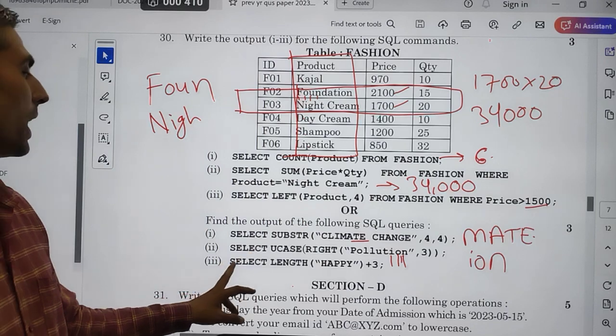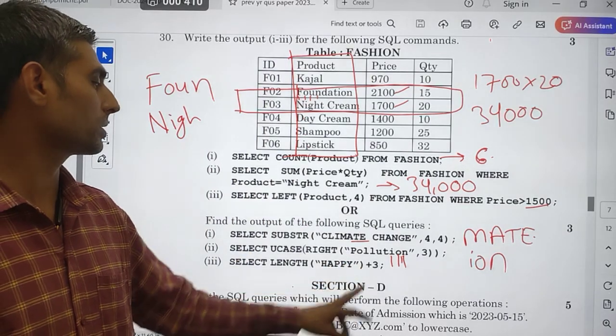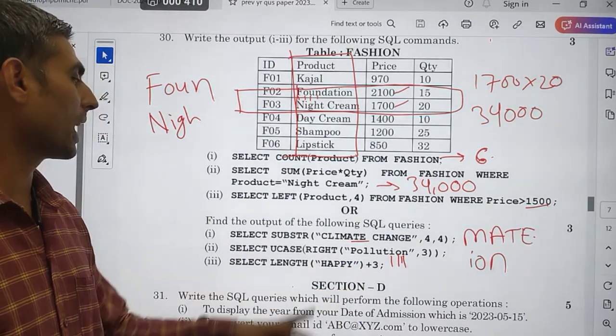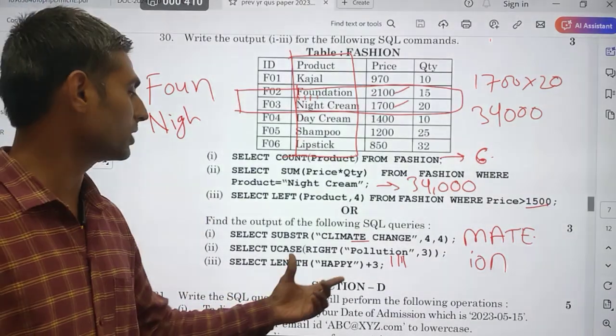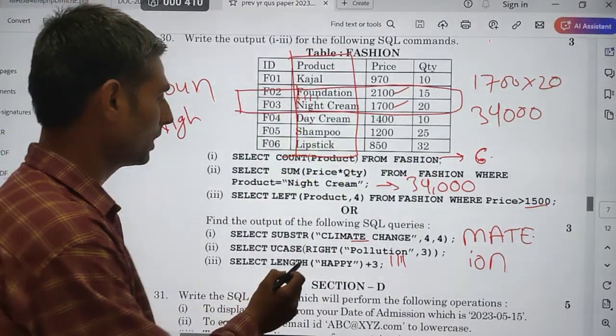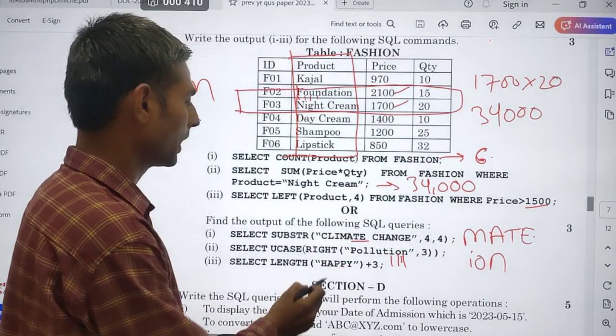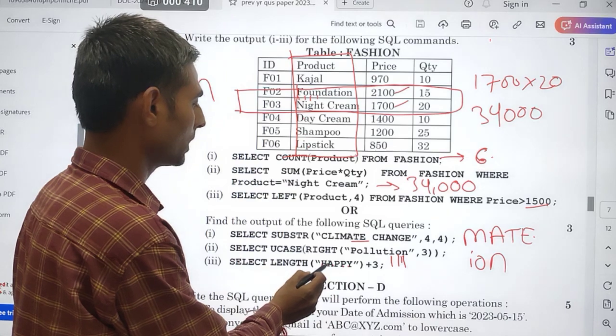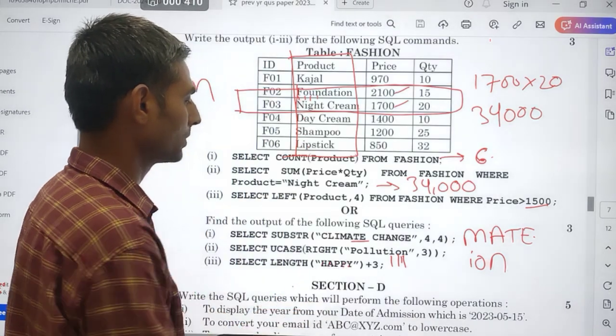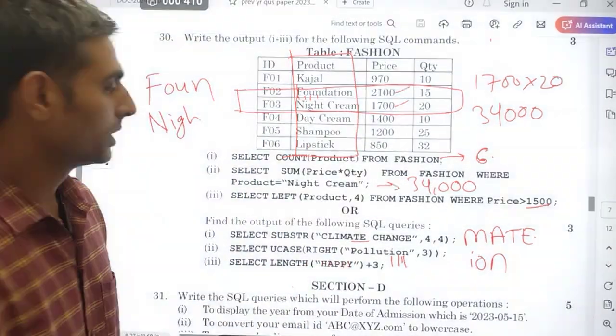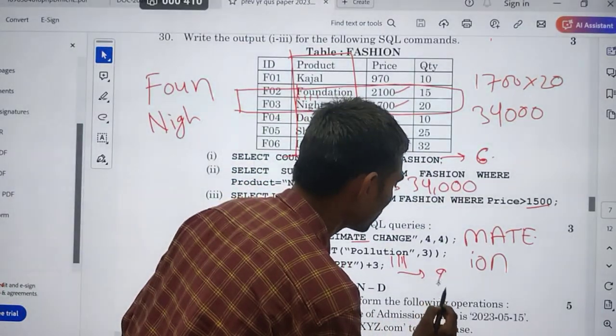Now select length('happy') + 3. Now we have to find the length of happy. What is the length of happy? 1, 2, 3, 4, 5. HAPPY, so 5. 5 plus 3 is 8. So it will give me output as 8.